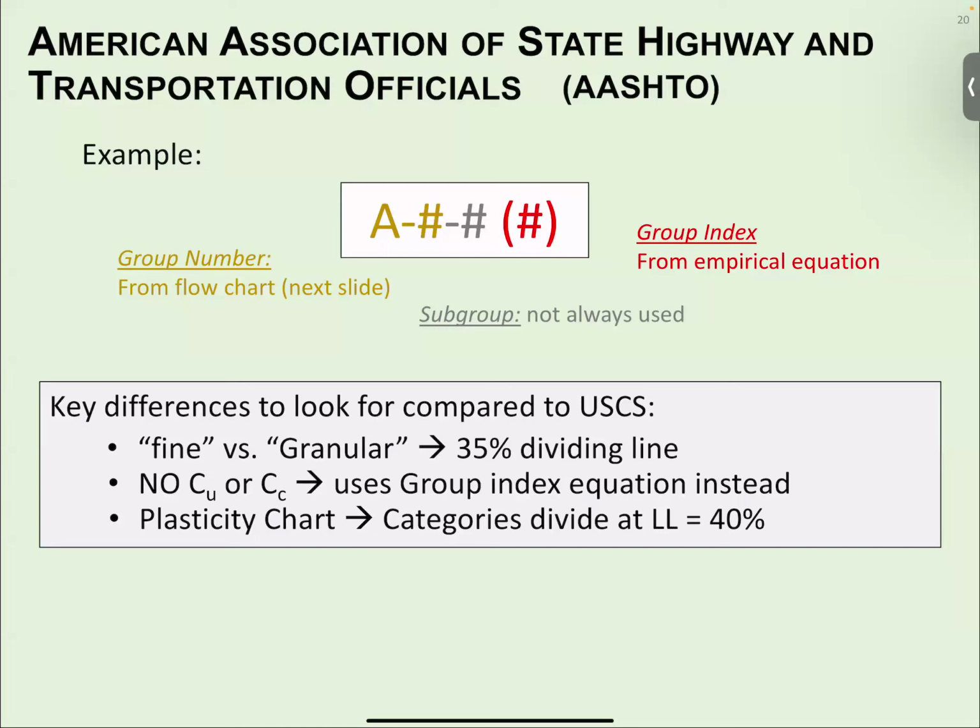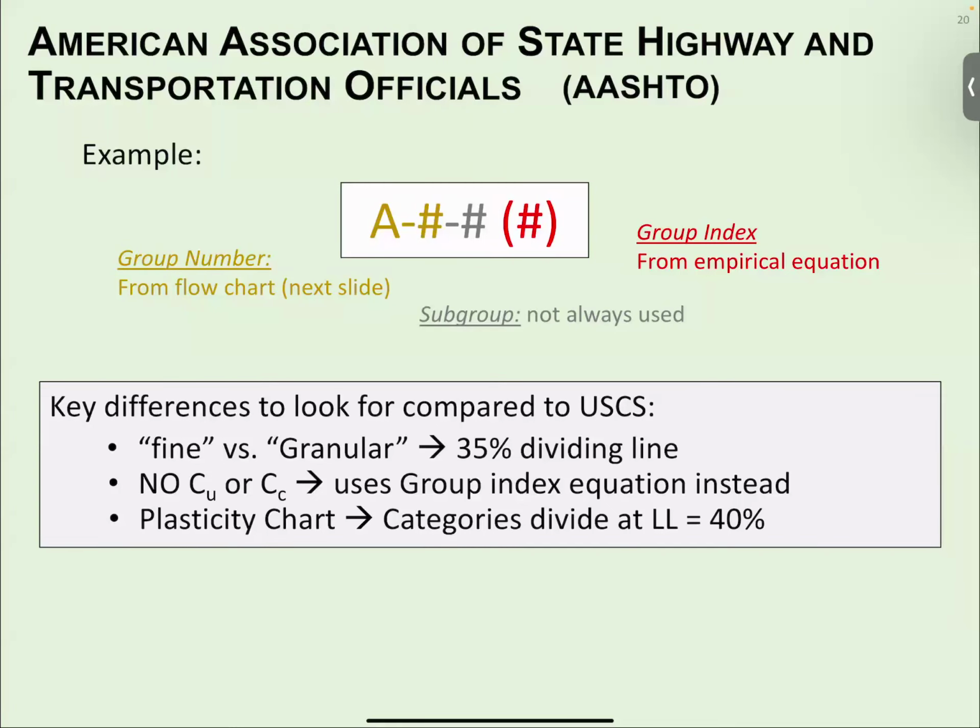There's no coefficient of uniformity and no coefficient of curvature. So in order to define the shape of the grain size distribution curve, they actually use the group index, which is this gnarly looking equation that I'll show in a little bit. Luckily, most of the time you're going to have software that will calculate the group index for you automatically, but you still need to know the basics behind the equation.